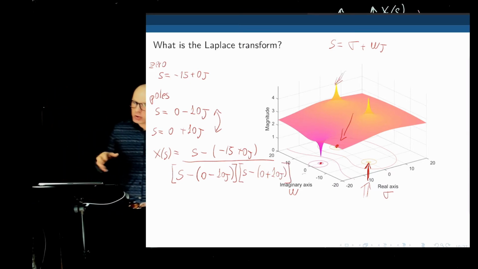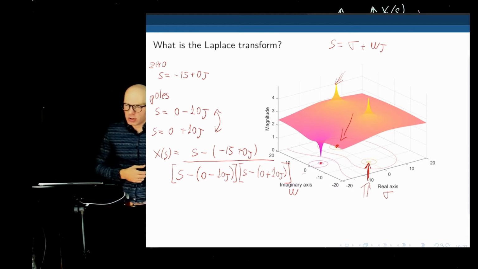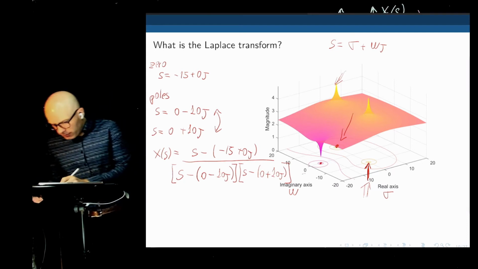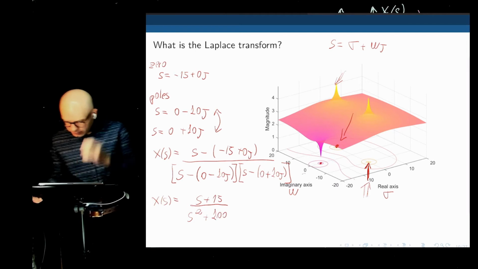Now, if you see, when you approach each of these points, the function either goes to infinity or goes to zero. And if we keep solving this, this becomes S plus 15 divided by S squared plus 100.